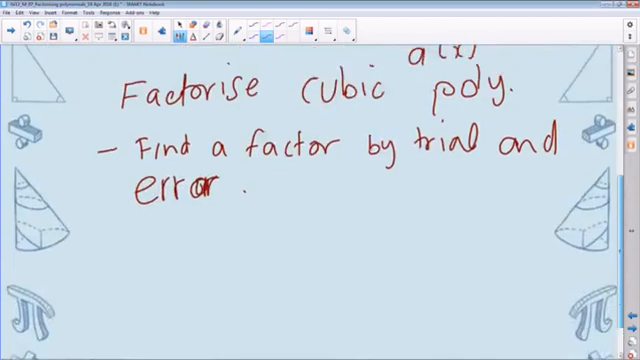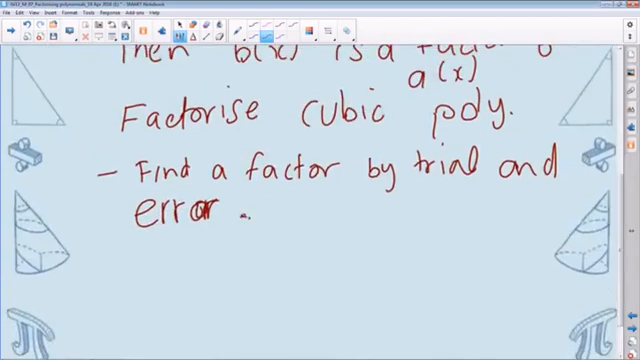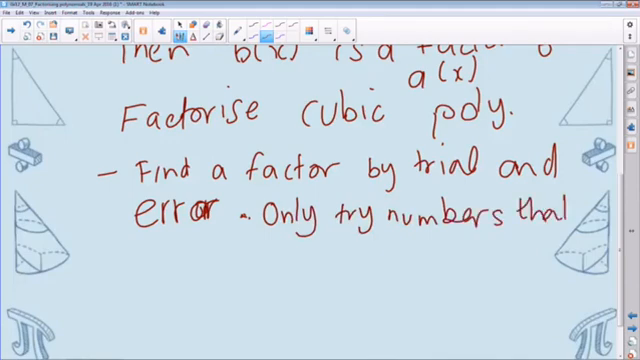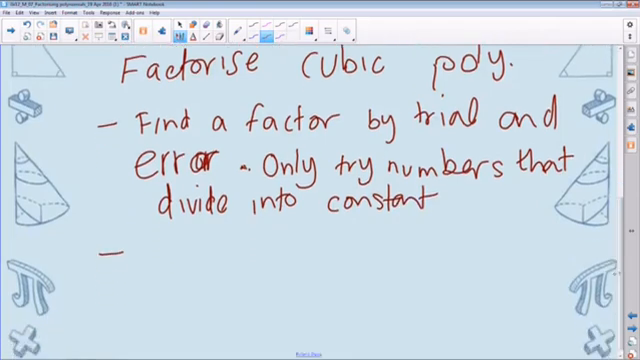This limits the number of numbers you've got to try. So that's a nice hint for those of you who are struggling to factorize and find your factor: you only consider numbers that divide into your constant in your original dividend. And we'll go through all of these steps as we do this together.